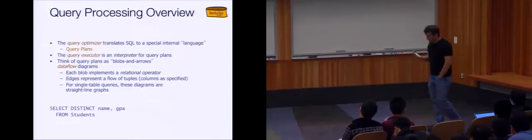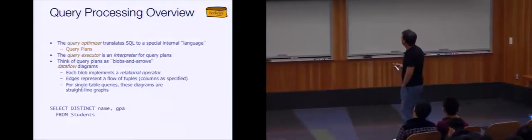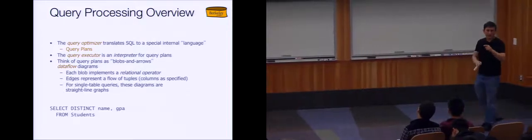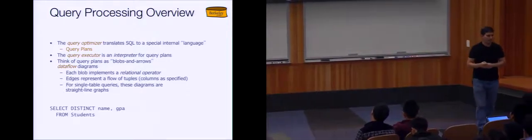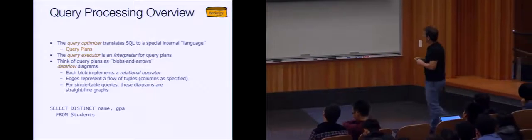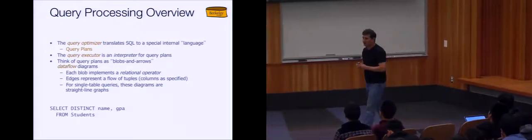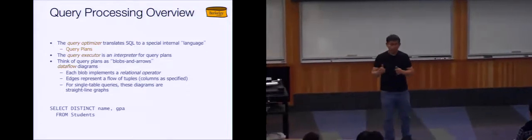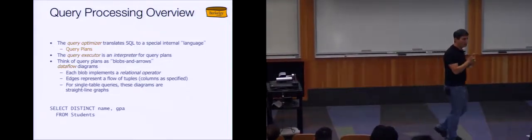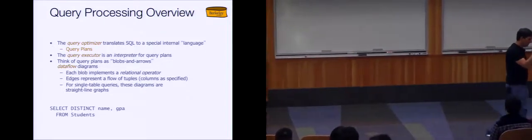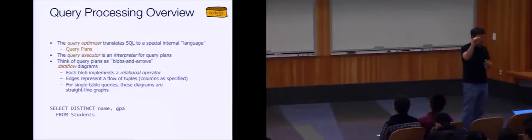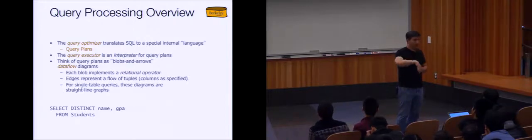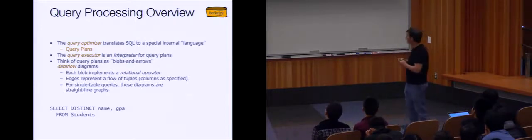And query plans themselves, you can think of them almost as a graphical language of these kind of blobs with data flow arrows between them. So it's going to show how data is going to flow through chunks of code. Okay? So each blob is going to implement what we'll call a relational operator. All right? And the edges in these graphs are going to represent a flow of tuples, all right, with particular columns. So every edge in one of these diagrams is going to have a particular structure, a particular schema associated with the tuples that flow along that edge.